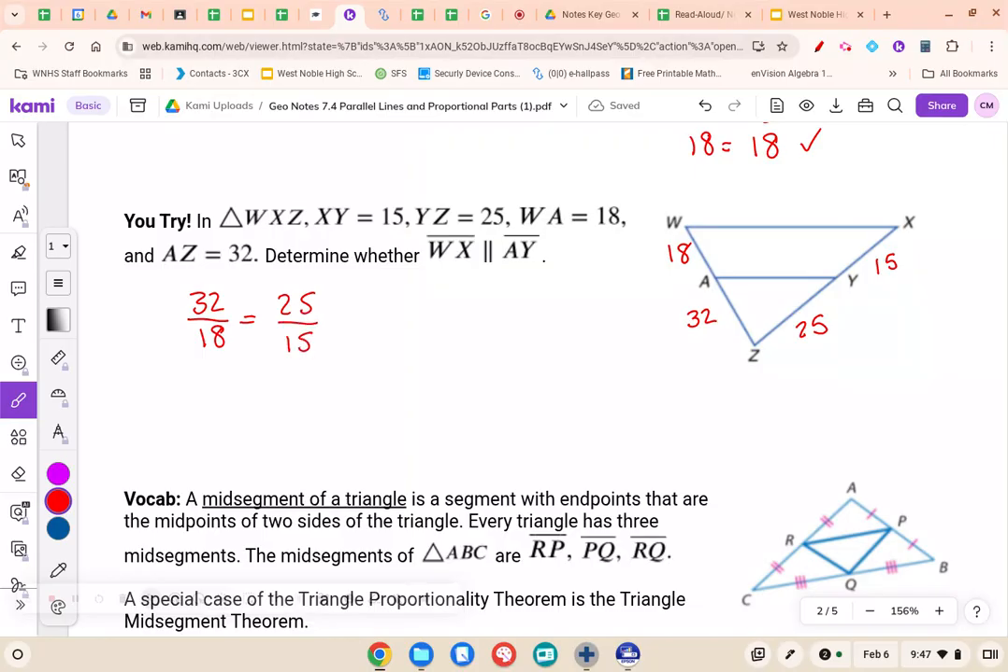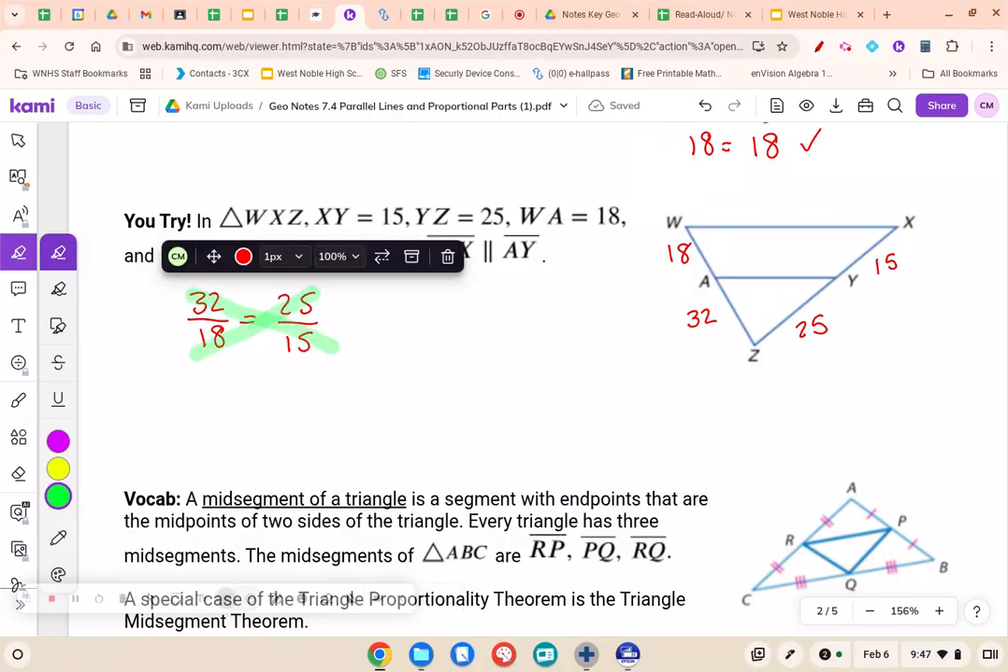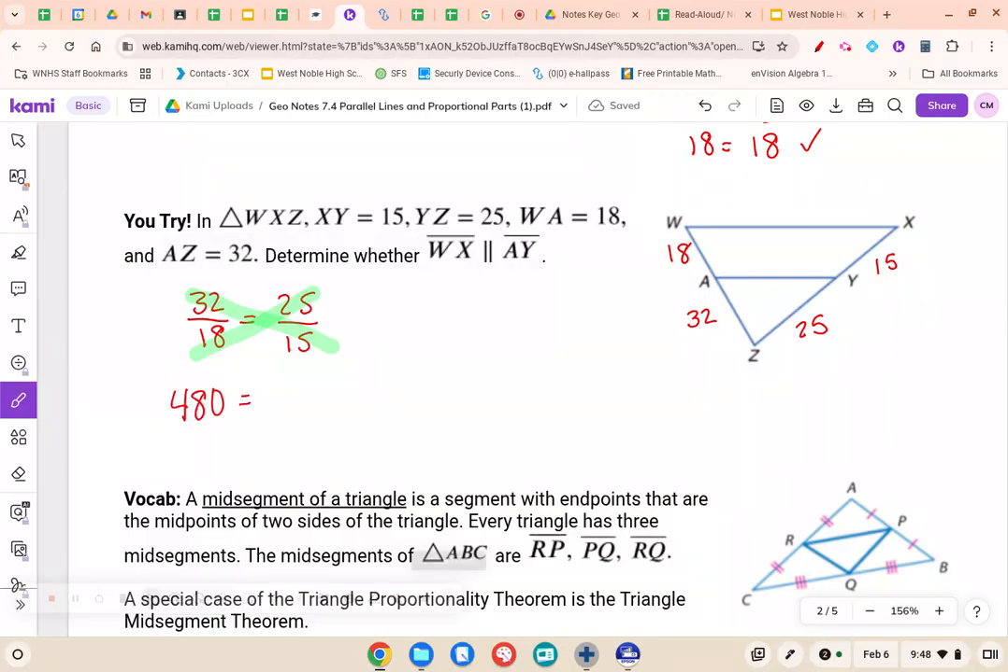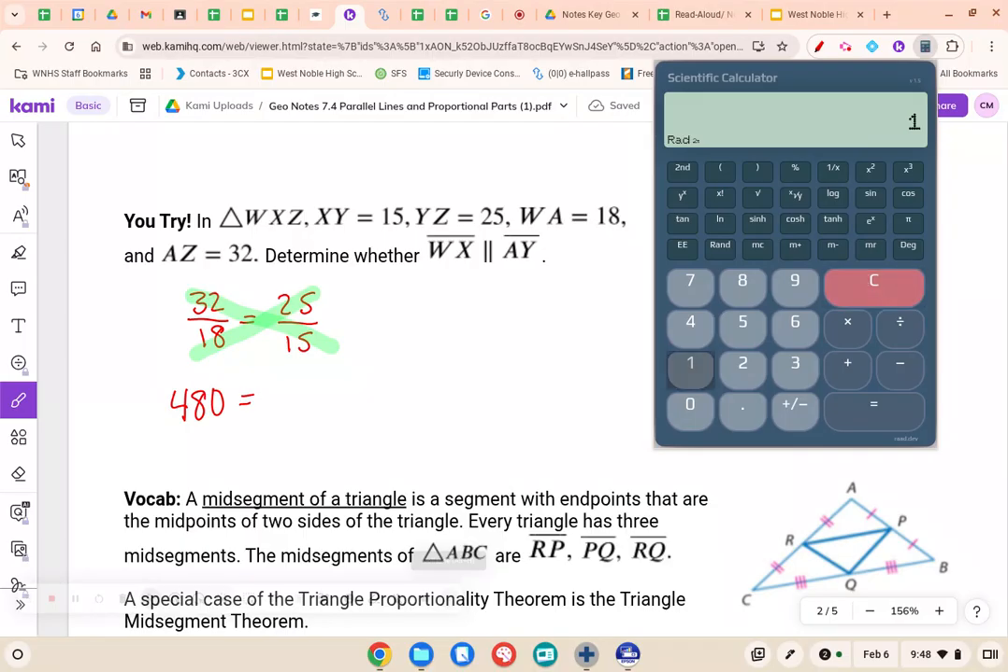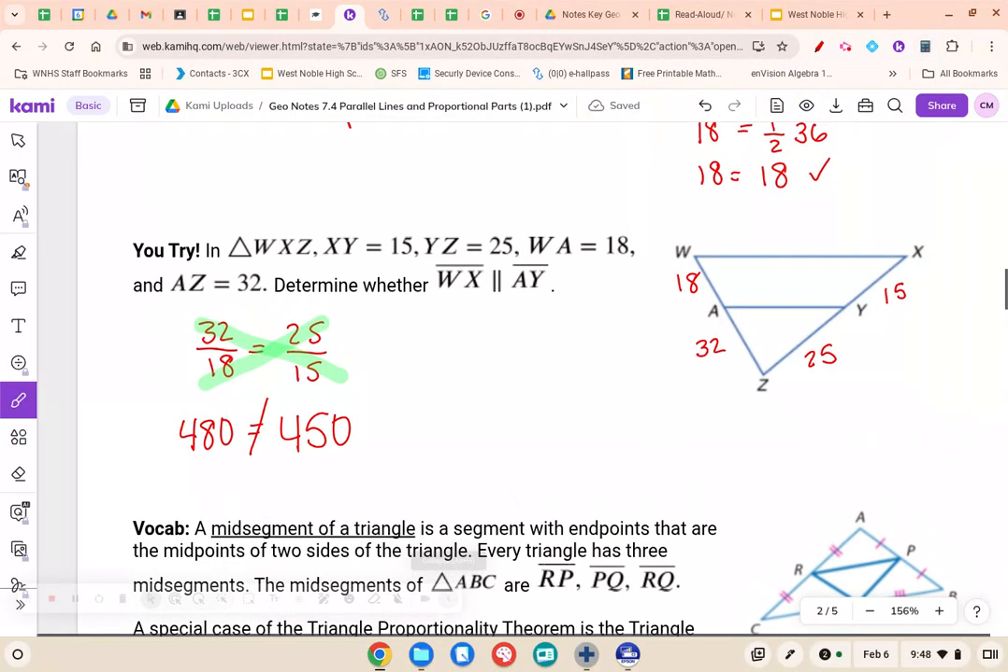Now there's nothing to solve for. So technically you don't have to cross multiply, although that's totally valid. You can cross multiply. You would take 32 times 15. That equals 480. And you hope it equals 18 times 25, which is 450. You guys notice how those do not equal? That means that those sides are actually not parallel.